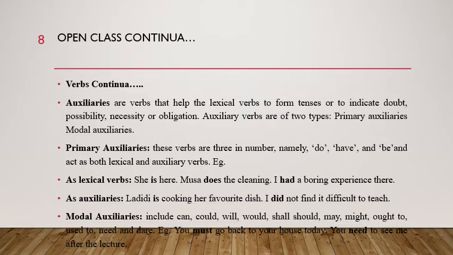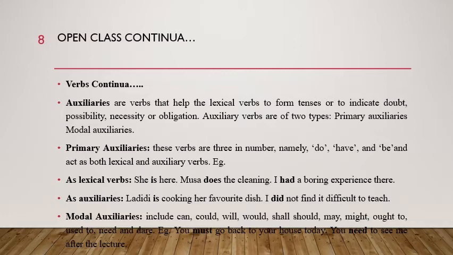When an auxiliary is used as a lexical verb, you find examples like she's here, Musa does the cleaning, I had a boring experience there. As auxiliaries, Ladidi is cooking her favorite dish. I did not find it difficult to teach. Modal auxiliaries include can, could, will, would, shall, should, may, might, ought to, used to, need, and dare. For example, you must go back to your house today. You need to see me after the lecture.